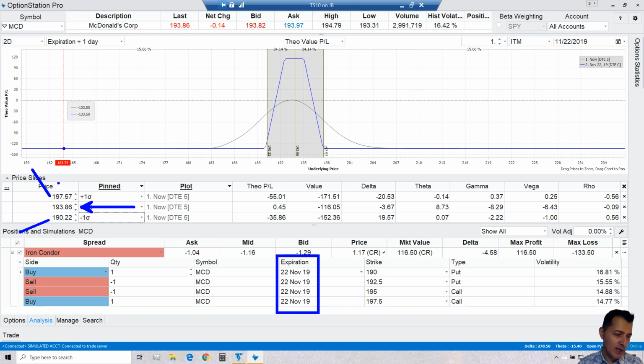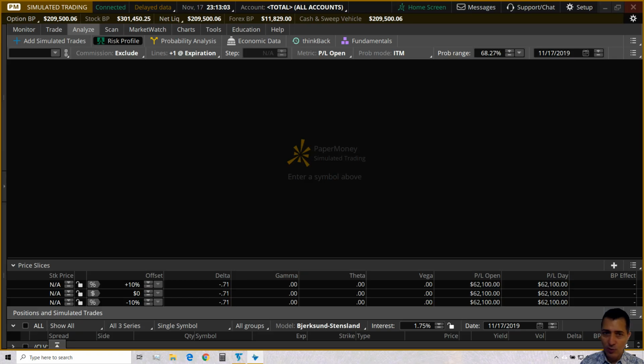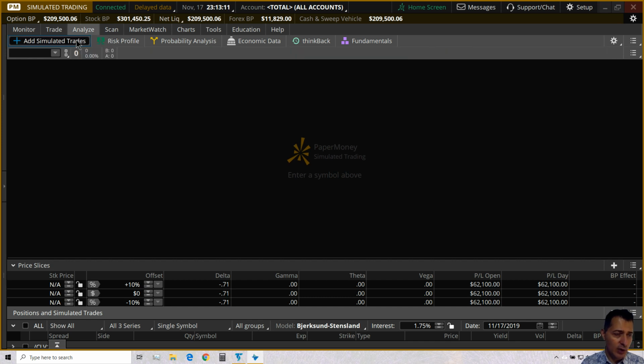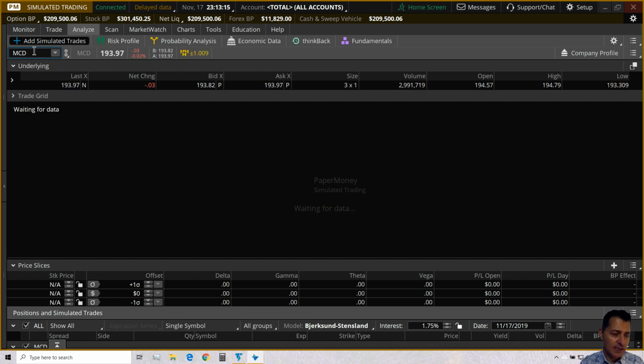So we are talking about the values on the right, because the question is, when doing this with TOS, or by the way, any other platform, you could be doing similar things with Interactive Brokers or other platforms, she's getting different results. So let's look into this. Okay, so I'm going to click on the Analyze tab. I'm going to click on Simulated Trades, and then I will type McDonald's, and this will load the option chain.